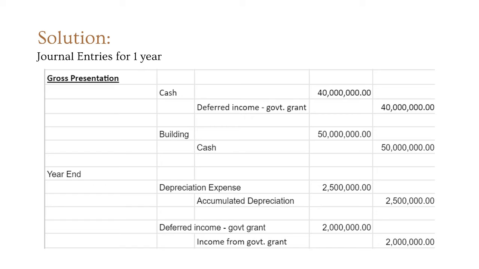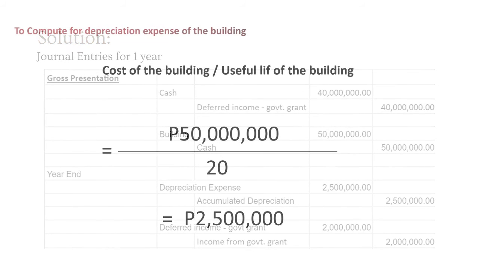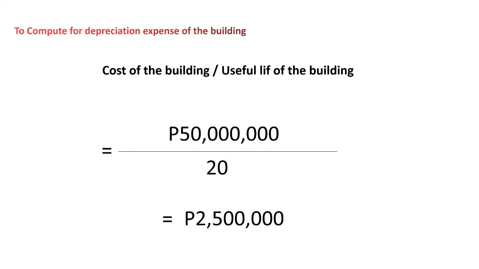For a monetary grant related to depreciable asset, the income from government grant is recognized in the same way with the recognition of depreciation expense. So our year-end entry is the recognition of depreciation expense and the income from government grant. The depreciation is recorded as debit depreciation expense of 2,500,000 pesos and credit accumulated depreciation with the same amount. The depreciation here, 2,500,000 pesos, is computed as the cost of the building, which is 50 million pesos, divided by its useful life, which is 20 years, totaled into 2,500,000 pesos.